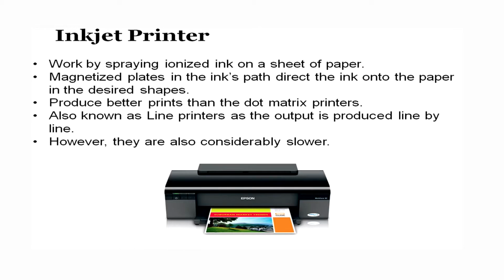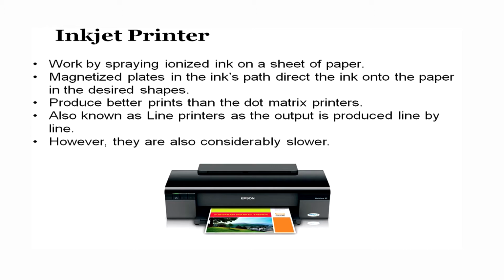As the name says, it uses ink. The ink is an ionized ink which is thrown on a sheet of paper. The magnetized plates that are there in the printer direct the ink on the paper, and according to the signal that is coming from the CPU, the printing is done in desired shapes. This is obviously producing a better print than the dot matrix printers.